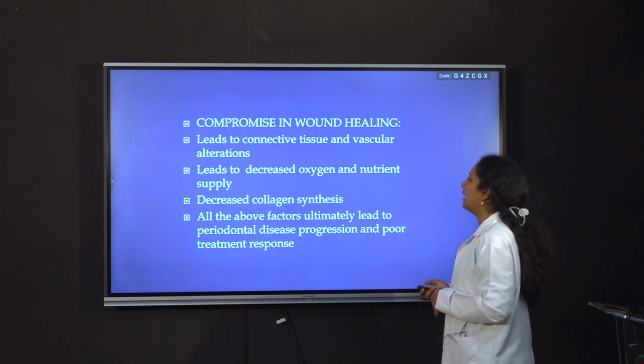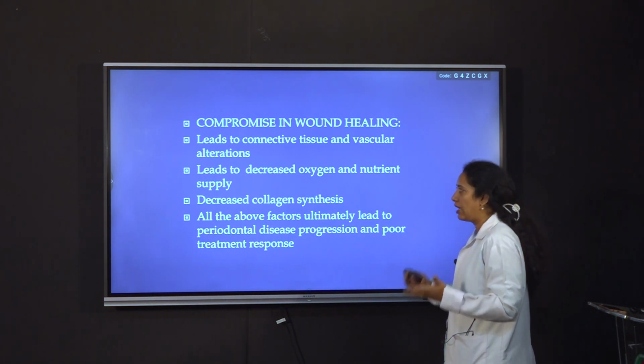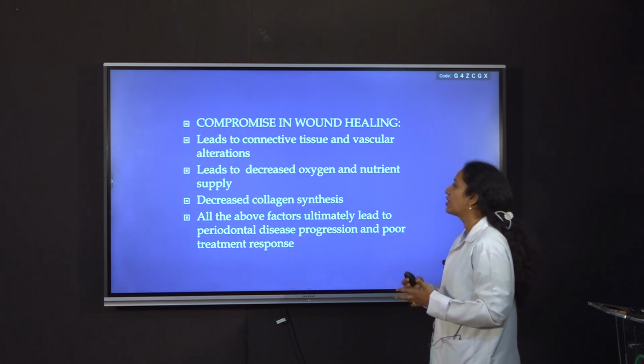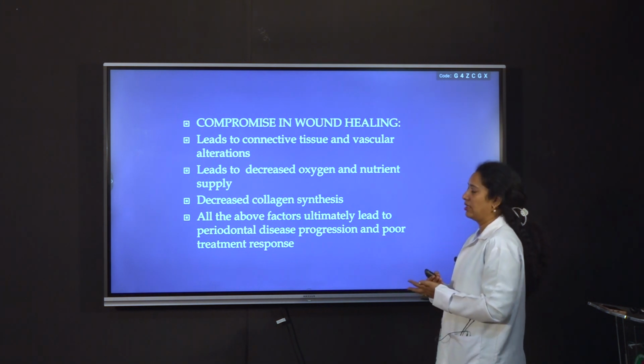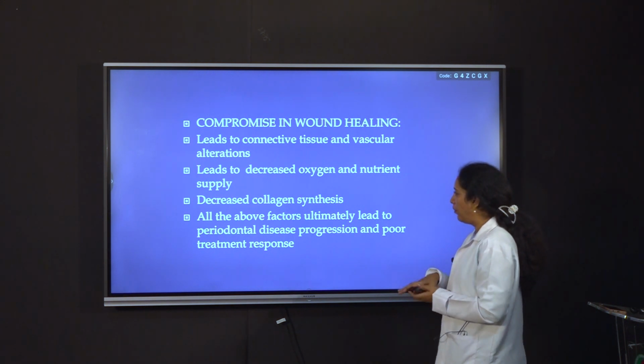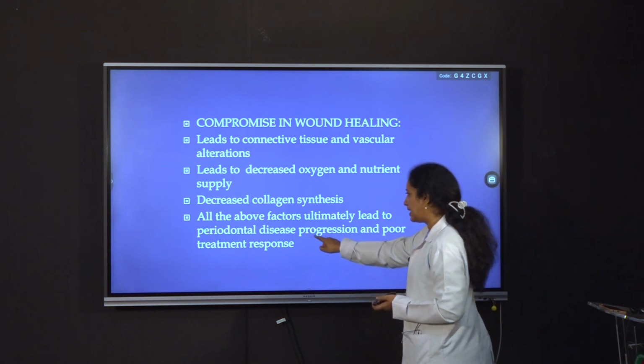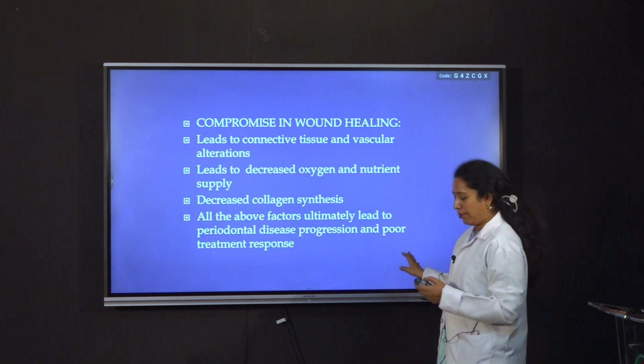Compromise in wound healing leads to connective tissue and vascular alterations, leading to decreased oxygen and nutrient supply, decreased collagen synthesis. All the above factors ultimately lead to periodontal disease progression and poor treatment response.